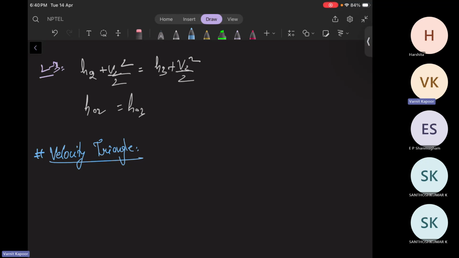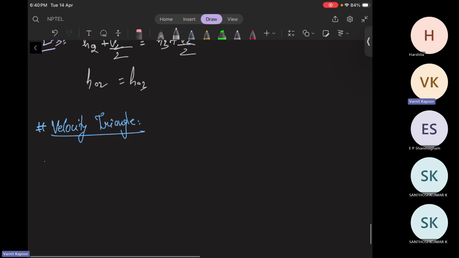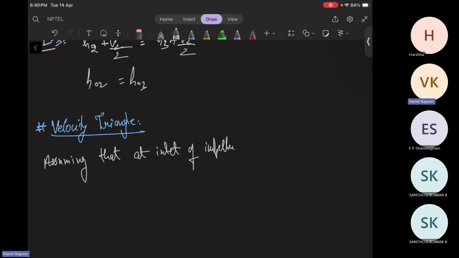So let us assume that at inlet of impeller, fluid always enters in radial direction.